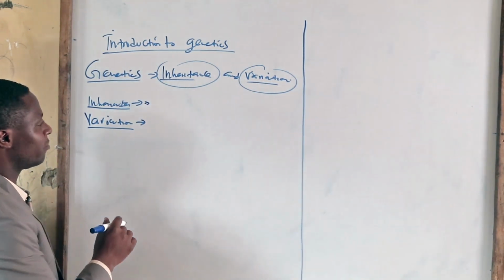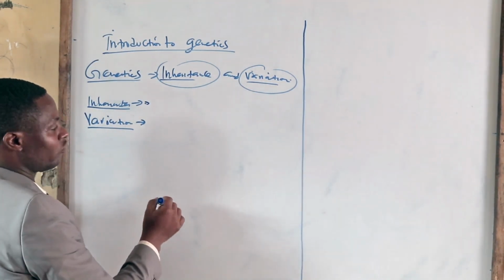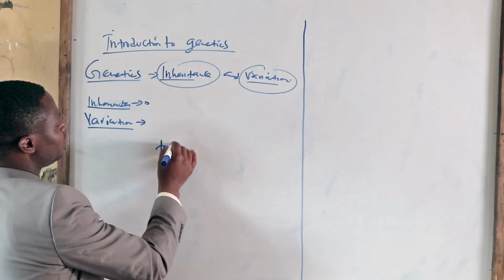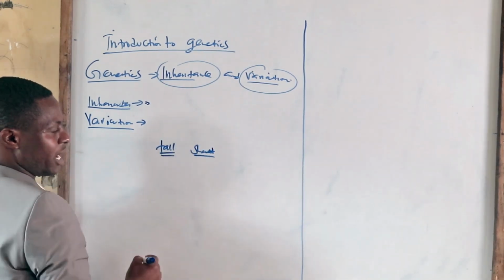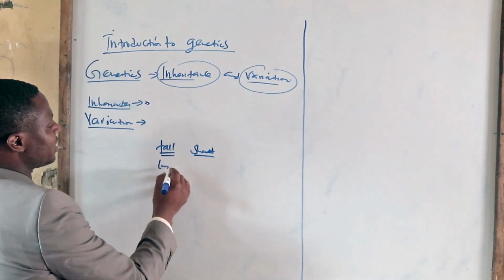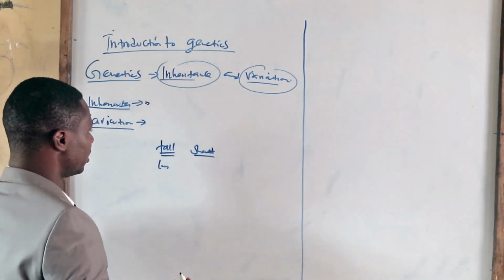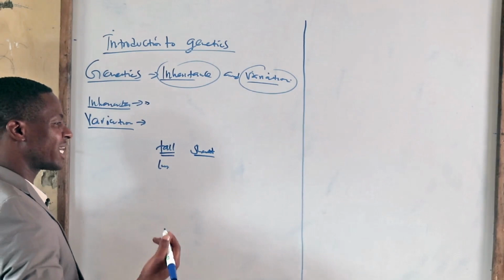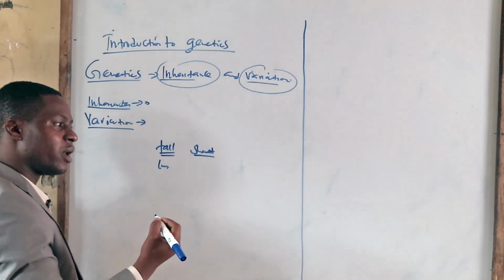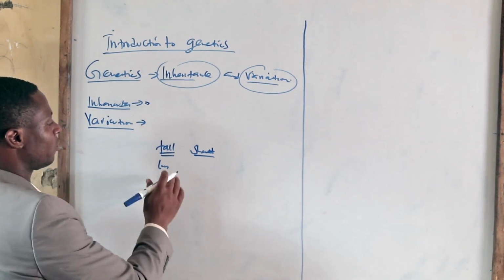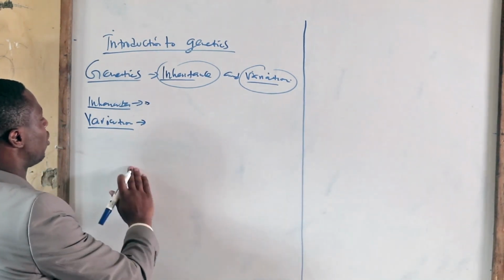The characteristics we are talking about, for example, in a family, you will find that some children are tall while others are short. Others have got light skins, others have got dark skin. When you talk about color, we are not the same. There is a difference in our color blending. That's what we call variation.